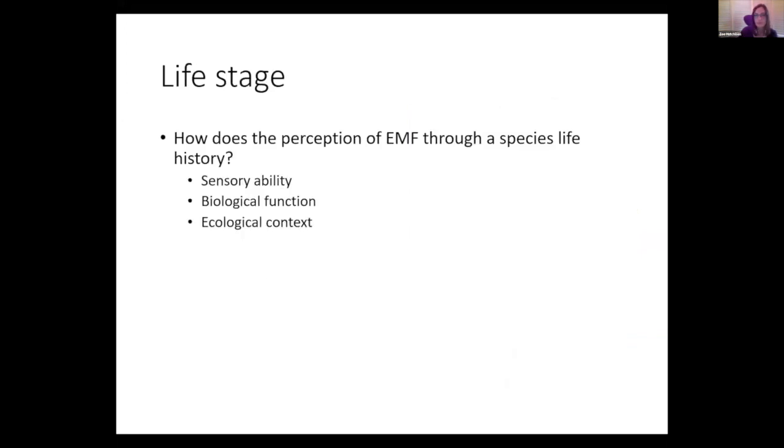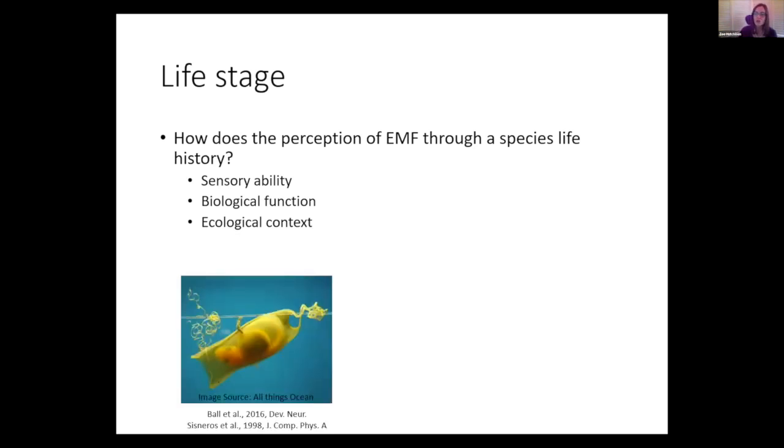The next stage of information that we need to collect on the species we're interested in is how the perception of electromagnetic fields changes through the life history of an organism, not just in terms of sensory ability, but also in relation to biological function and the ecological context in which they perceive them. We can draw on our understanding from skates and rays, where the ability to detect a predator's bioelectric field occurs very early in their life history, while they're still in an egg case. That changes as the organism matures, in terms of detecting a prey item or possibly identifying a mate later on.